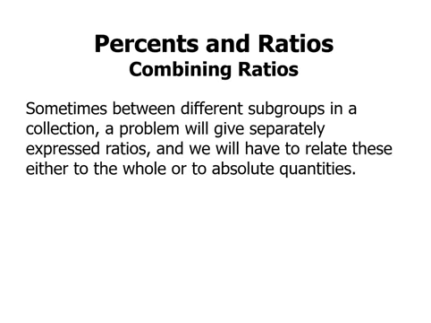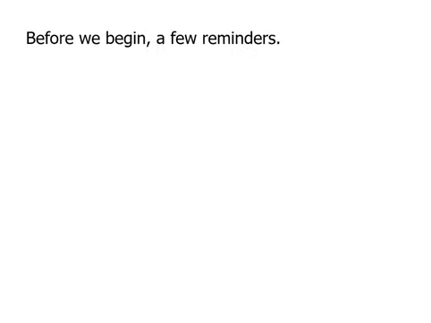Combining ratios. Sometimes between different subgroups in a collection, a problem will give separately expressed ratios. So we'll have two or more ratios, and we'll have to relate these either to the whole or to absolute quantities. Before we begin, a few reminders.